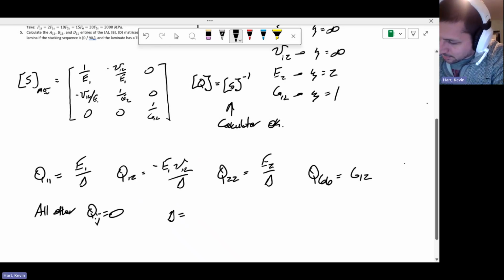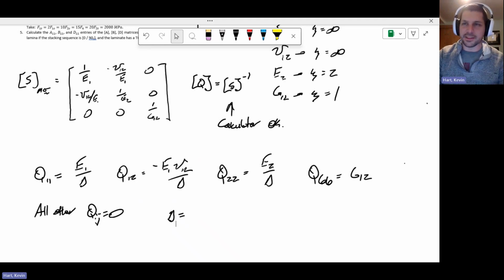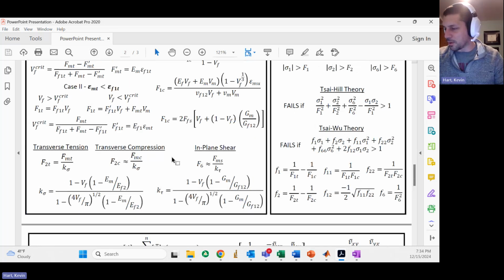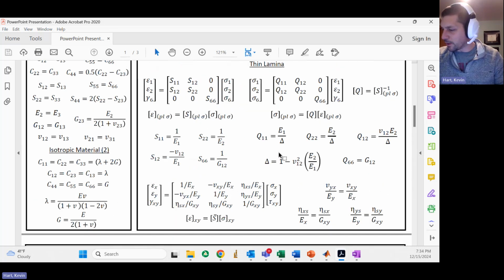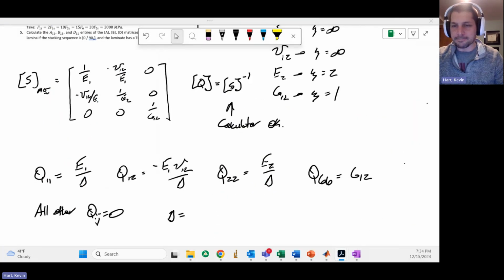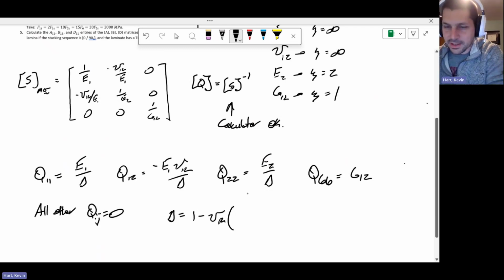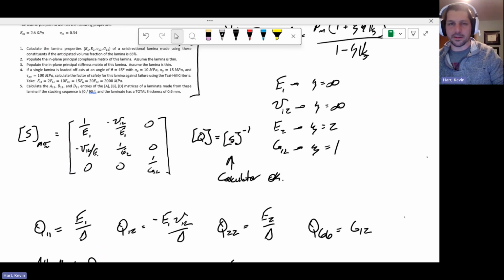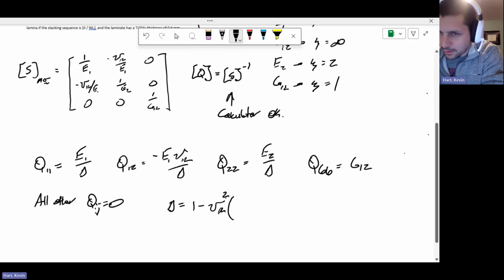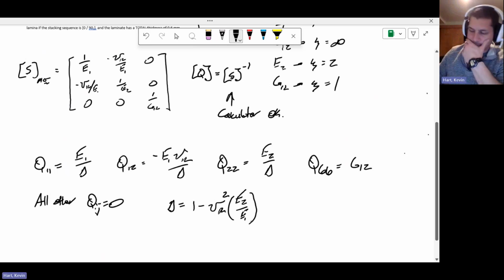And so what is delta? Well, delta is actually the determinant of the compliance matrix, so it can be gotten from material properties as well. And this is on your equation sheet too. If we scroll all the way up here, this delta is the determinant of the compliance matrix. I'll just write that here. It's 1 minus nu 12 squared times the ratio of moduli, E2 on E1. So there we go, that's delta.